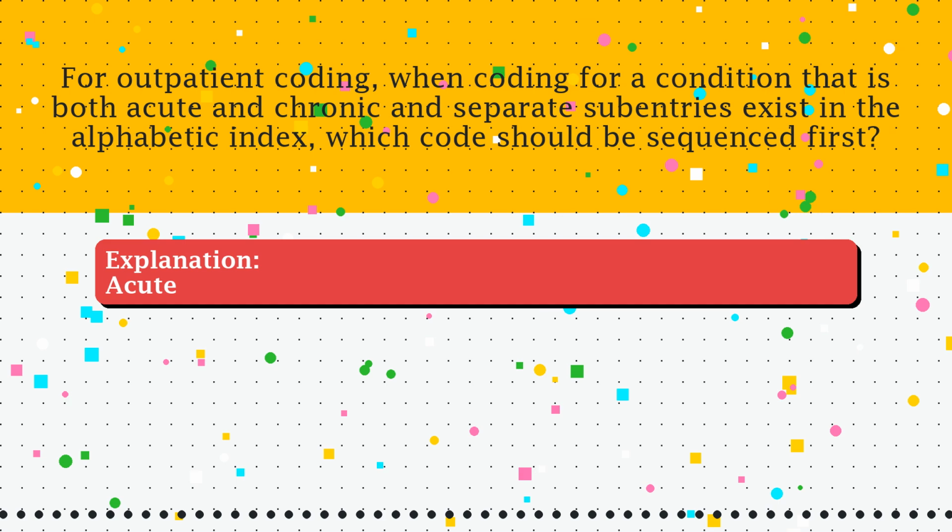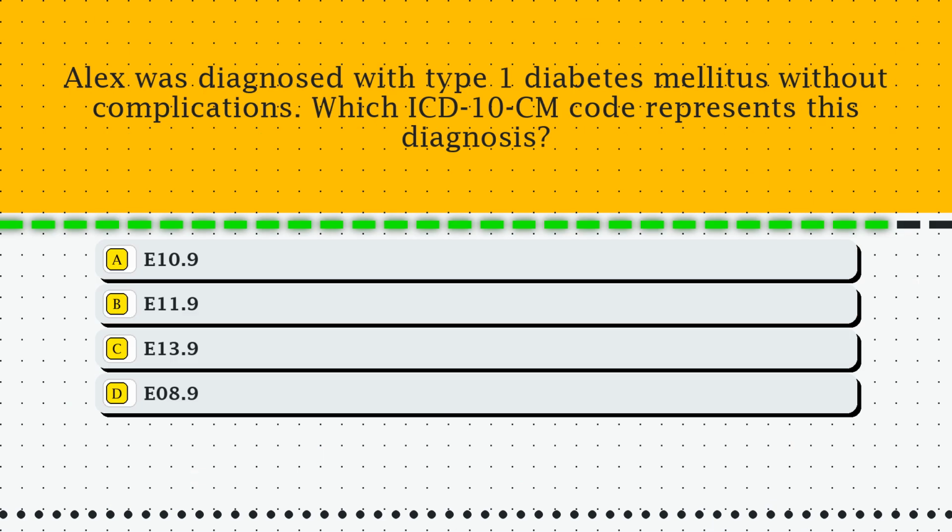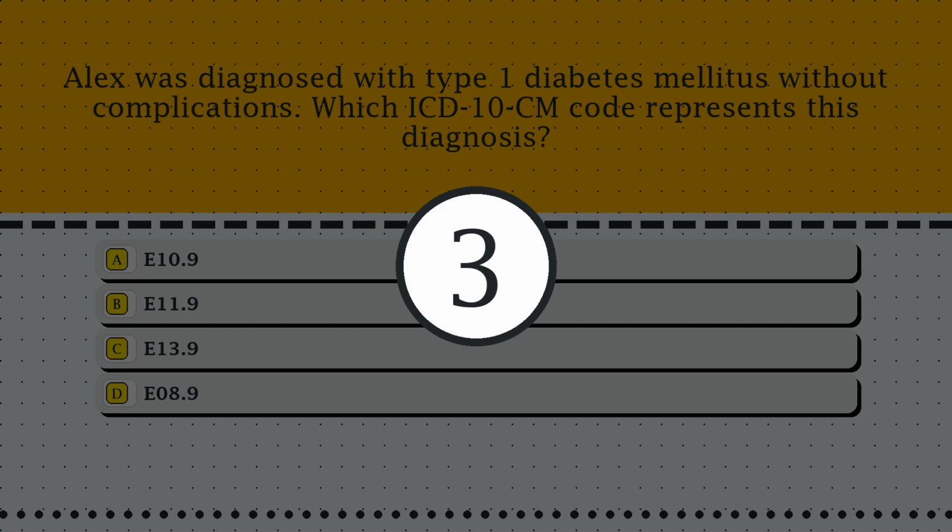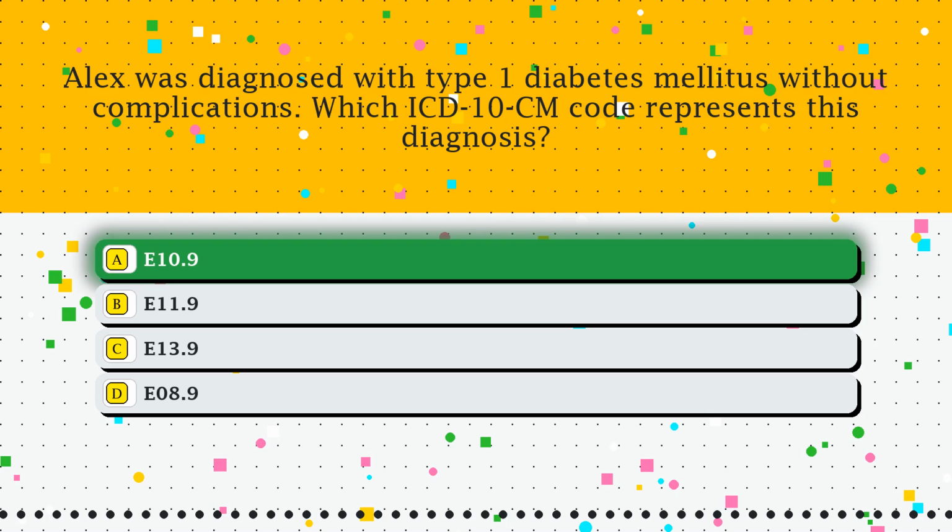Question 251. Alex was diagnosed with type 1 diabetes mellitus without complications. Which ICD-10-CM code represents this diagnosis? Option A, E10.9. Option B, E11.9. Option C, E13.9. Option D, E08.9. The correct answer is option A, E10.9.